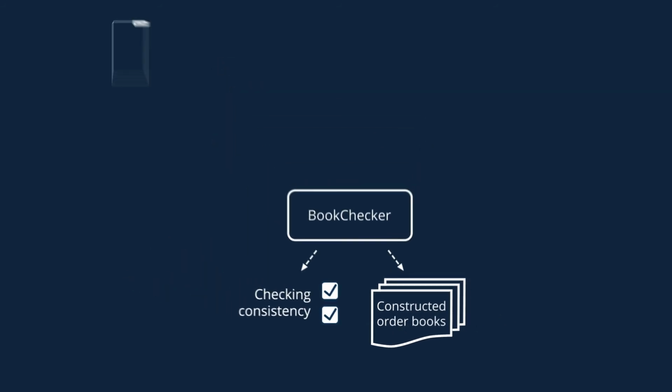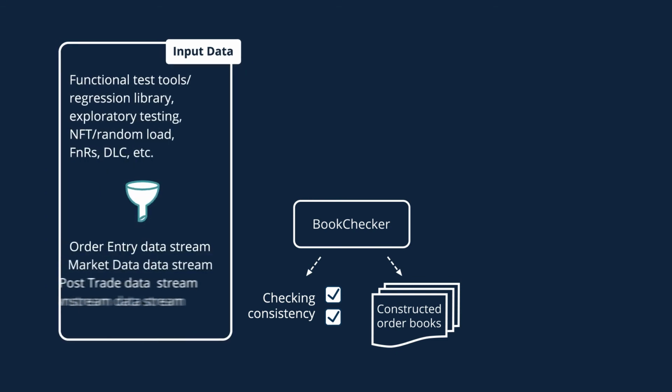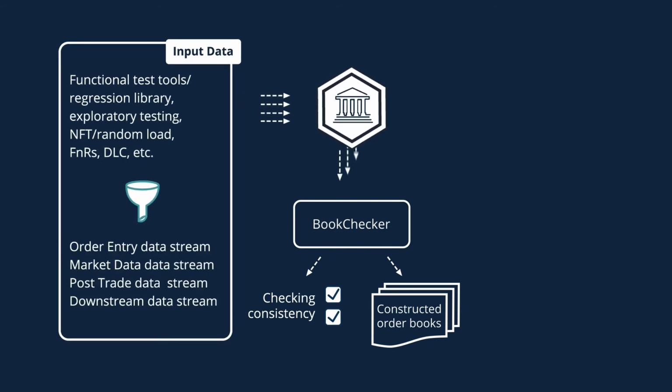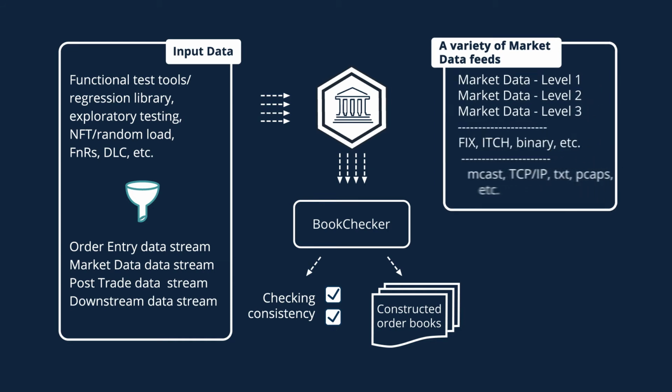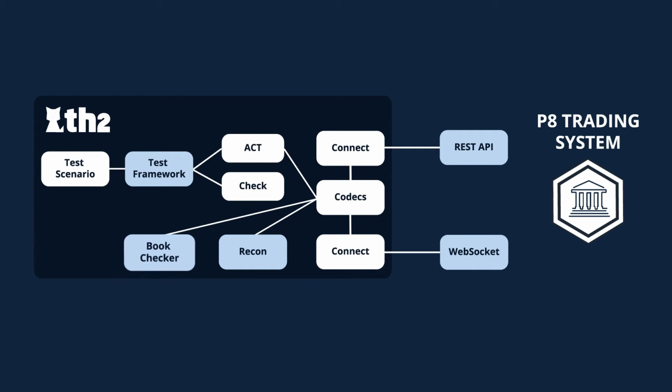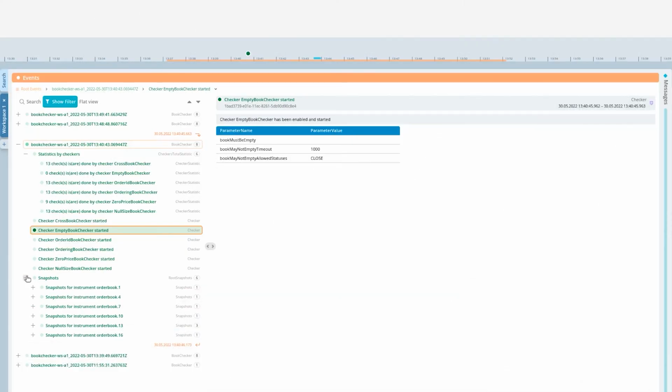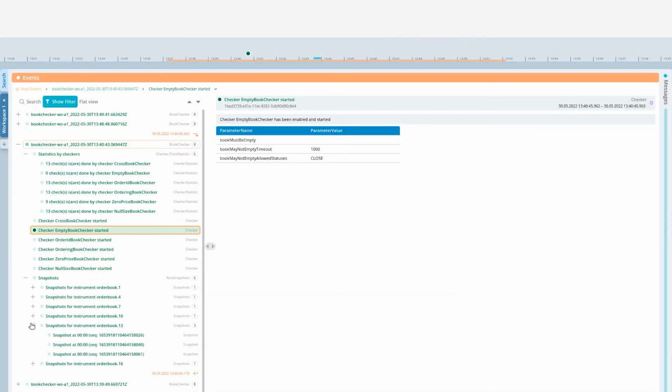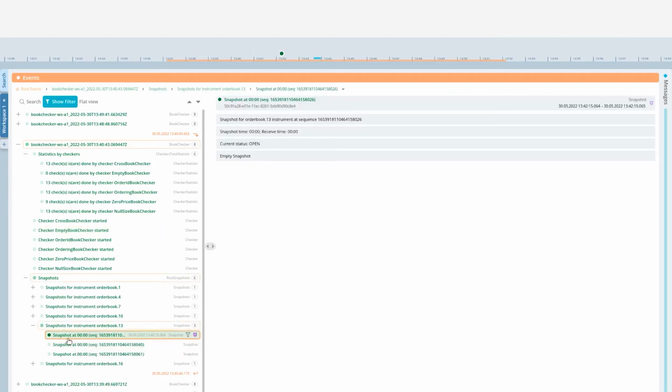Just like in the recon case, we can use the results of different test activities as input. These can be exploratory testing, functional and non-functional testing, random load, and others. To get the market data messages in our demo example, we are connecting to the WebSocket interface. Then this information is decoded by the corresponding codec and can be used by the BookChecker component. As a result, BookChecker can build the entire snapshot of the order book, which can be used for our checks and provide corresponding statistics.